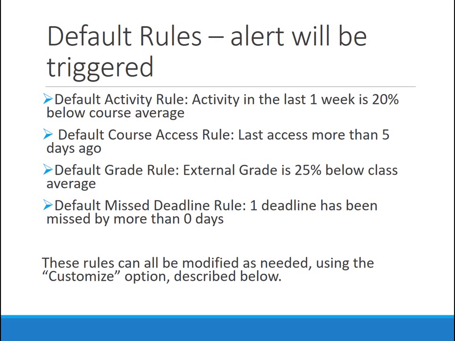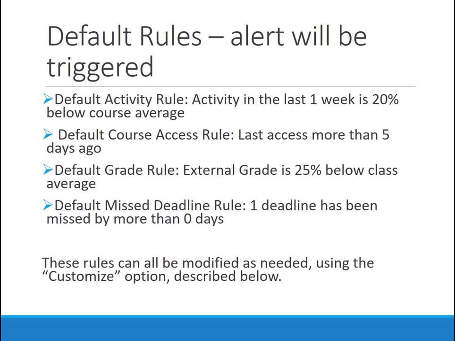So first one is the activity rule. The way it's set up now, it'll show you if their activity in the last week is 20% below the course average's activity, it will give them an alert, which is just a little red dot by their name. Again, you can change that to something different. It doesn't have to be a percent below the average. You could set a number, or you can change that from 1 week to a different number of weeks. The course access rule, if they have not accessed the class in more than 5 days, it will give them an alert. Again, you can change that number.